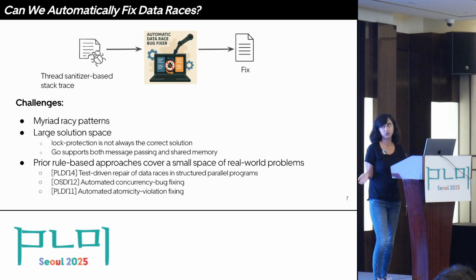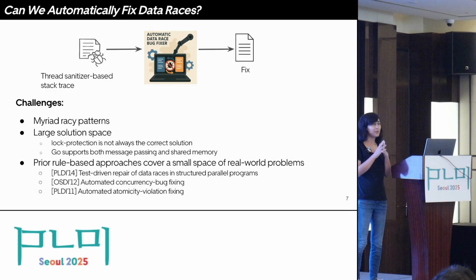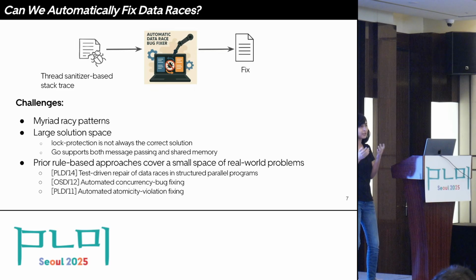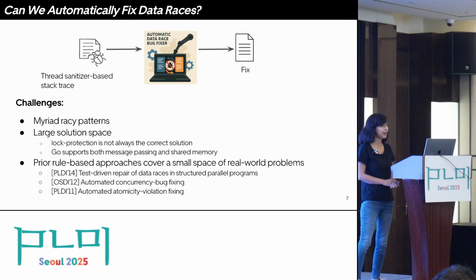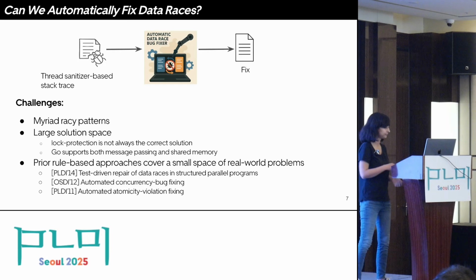What are the challenges there? There are a bunch of racy patterns out there, so the solution space is large. Lock protection is not always the correct solution. Especially in the case of Go, it's more challenging because Go supports both message passing and shared memory as a means of communication between the Go routines. There has been some prior work, but most of it has been rule-based approaches that only cover a small space of real-world problems.